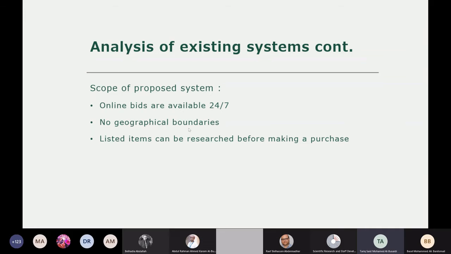It has no geographical boundaries, which means you don't have to travel anywhere or spend time to attend the auction. The listed items can also be researched, which is an advantage because you don't have to go there and check an item that you might not have the best idea of. If it is online, you can simply check the product before you buy it and do research, until you are 100% sure that you want the product.